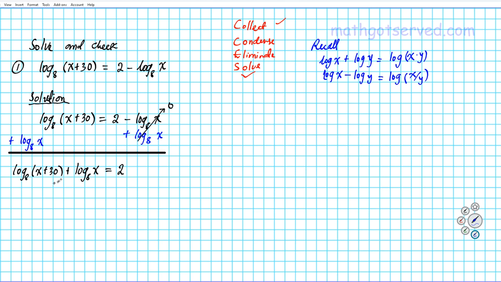You notice the log arguments on the left side, x plus 30 and x. We're going to be finding the product of those two terms. So we're going to have log base 8 of x times x plus 30 is equal to 2.